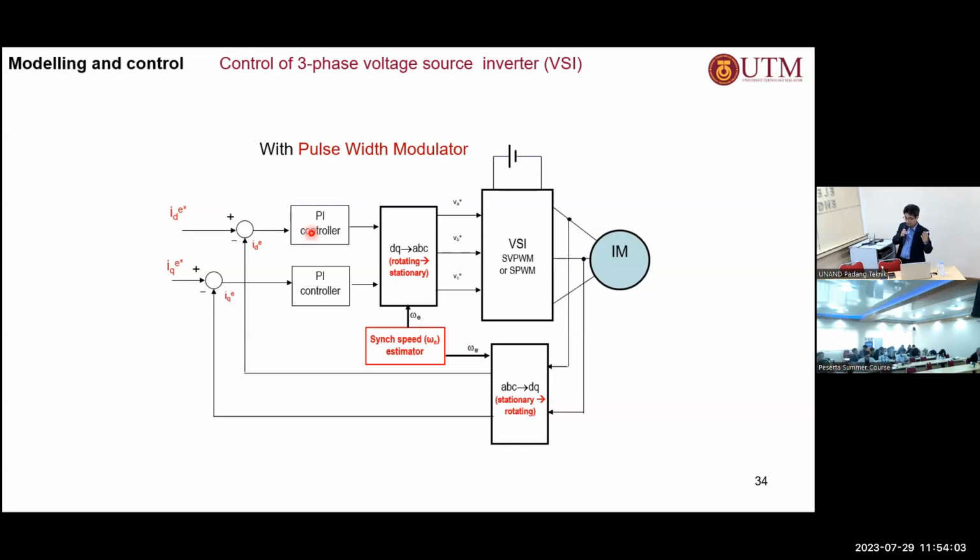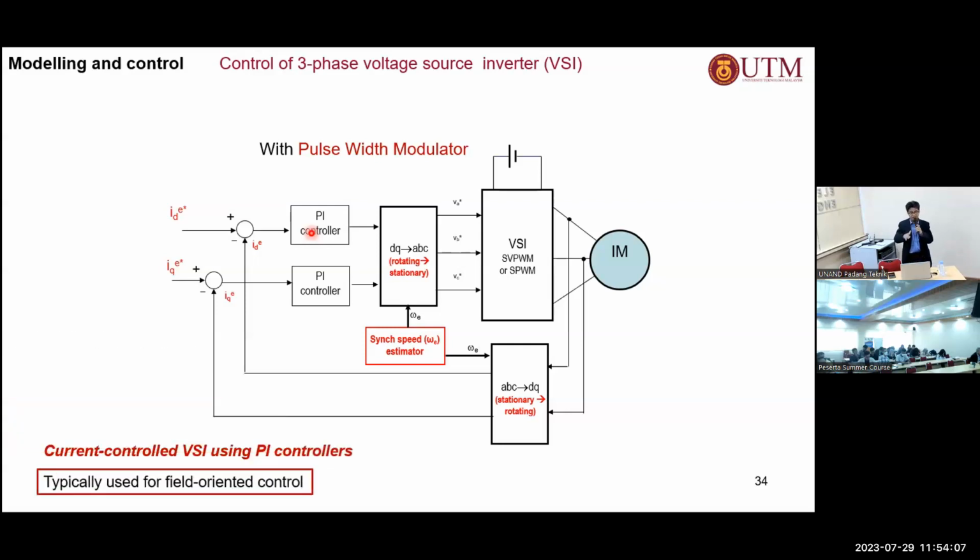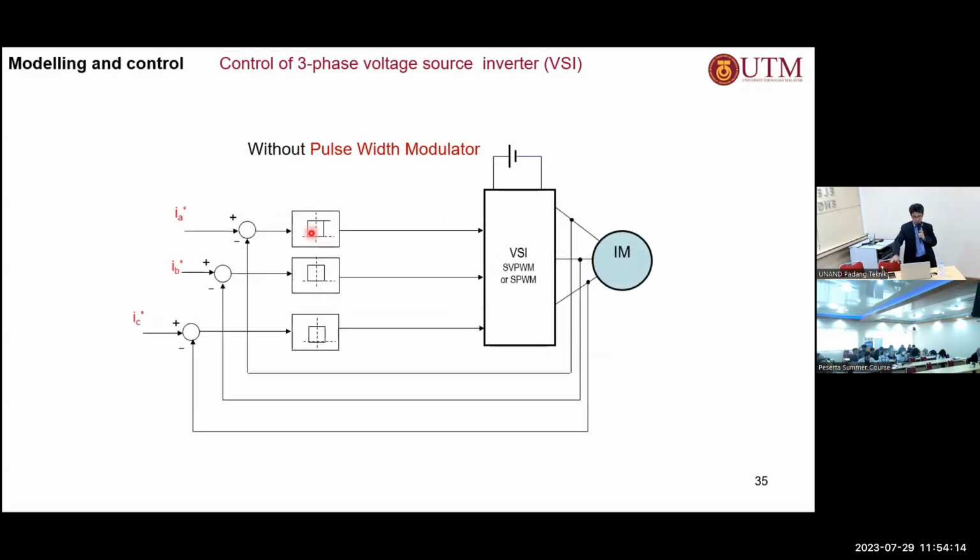So this is how the VSI is used to control the current. We call that a current control VSI using PI controllers. There is another, which is typically used in FOC. There's another way of controlling the current using the hysteresis comparator, or it is called a bang-bang control, right? Where the hysteresis comparator will produce either 1 or 0, depending on the state of the error here, right?